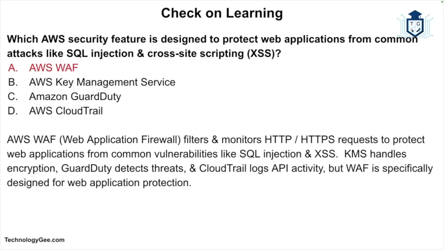And the correct answer is AWS WAF, or your web application firewall. And this filters and monitors HTTP and HTTPS requests to protect web applications from common vulnerabilities like SQL injection and cross-site scripting. KMS, this handles encryption. GuardDuty, it detects threats. And CloudTrail, this logs API activity. But the web application firewall is specifically designed for web application protection.